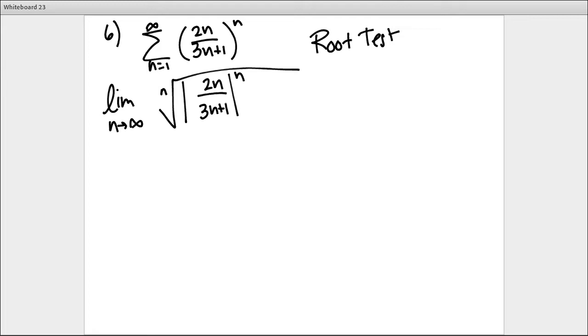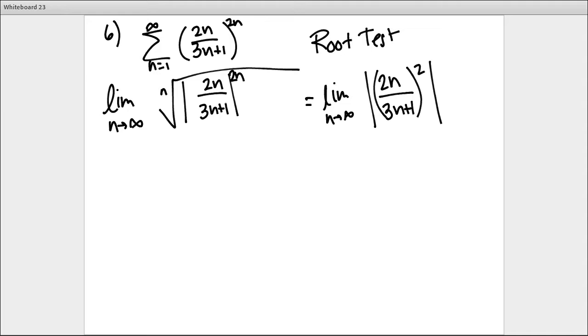Nope. I wrote the problem wrong. This is a 2n. There we go. So what are you left with? Well, the nth root cancels with the nth power. And so you're left with the limit as n goes to infinity of 2n over 3n plus 1. I'll move the squared inside. Not that it matters. What happens when n goes to infinity is, hopefully you see it, the n on top and the n on the bottom will cancel, except that you got a squared here, so it's not just the leading coefficients, it'll be a squared.